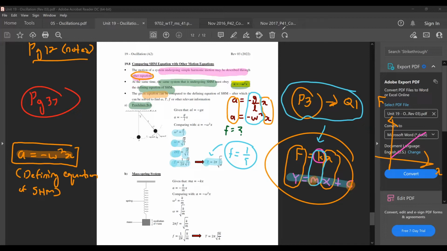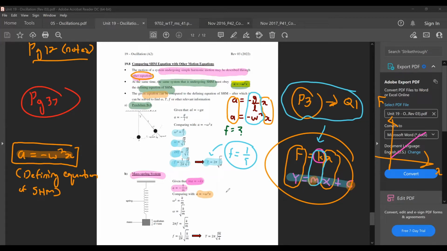Now, if you look at the second example here, it's a similar thing. Let's say you have a mass spring system and they tell you that the motion can be described by this equation, ma equals negative kx. You want to compare with the defining equation of SHM, so you purposely change its form to match that with the defining equation.